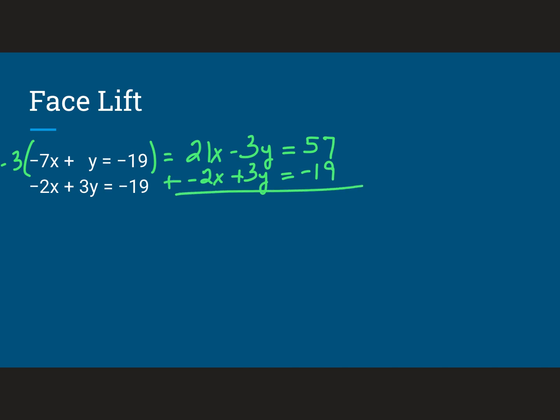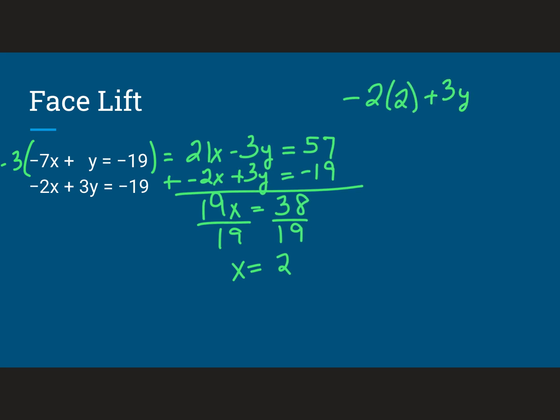Going to add these. That gives me 19x equals 38. Divide both sides by 19. I get x equals 2. Okay, x is 2. We're going to put that back into the equation. So I have negative 2 times 2 plus 3y equals negative 19. So I have negative 4 plus 3y equals negative 19.